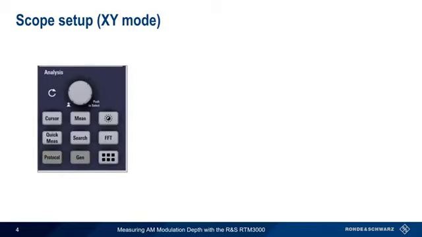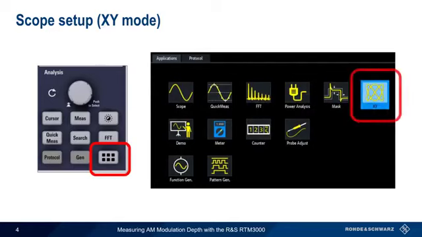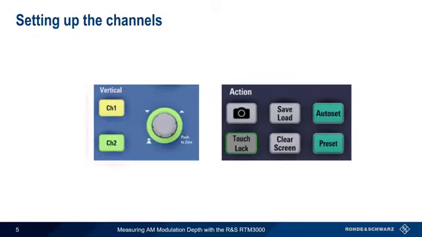To enter XY mode on the RTM3000, press the Applications button and then select XY from the list of applications. Next, be sure that both Channel 1 and Channel 2 are enabled. You can configure each channel manually, but in most cases you can simply press Auto Set to configure them both automatically.